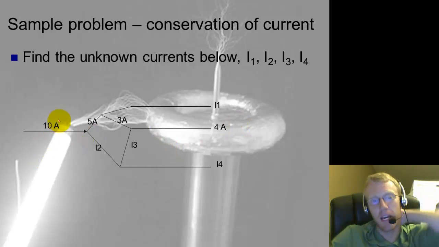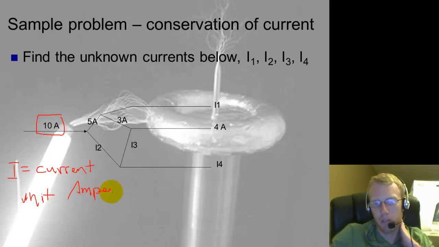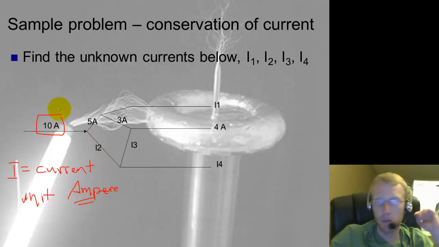Okay, so here's a little sample problem. If you have 10 amps, I think I might have forgotten to mention this, that I is the variable for current, and the unit is an amp. It's actually an ampere, named after a probably French scientist, but we just call it an amp, and the symbol is A. So 10 amps coming in. If 5 of it goes this way, you can simply deduce that 5 amps must have gone this way. So I2 has to be 5 amps.